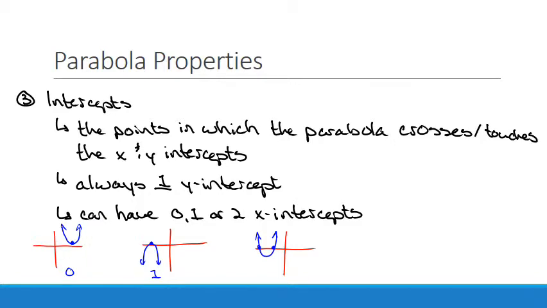In each case, you'll always have one y-intercept. And in all of these, it doesn't show it, but parabolas, as they get longer, they always get wider. So eventually, this parabola has to cross the y-axis. It might take a long, long time, but it will always cross it.